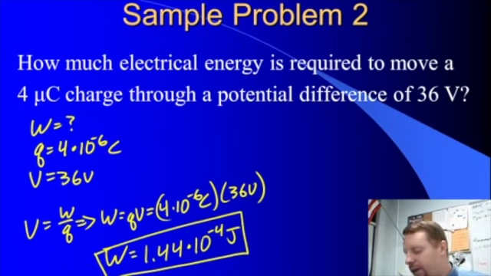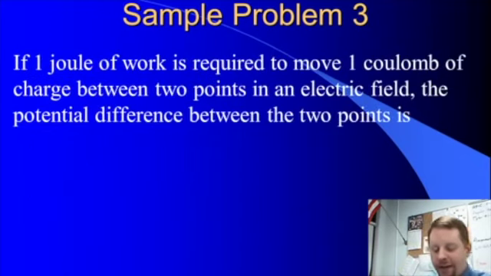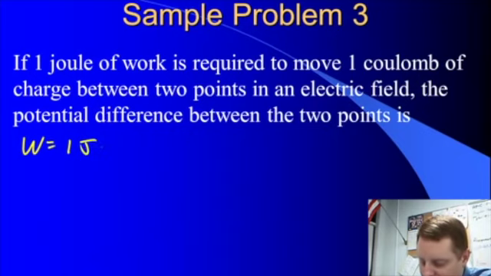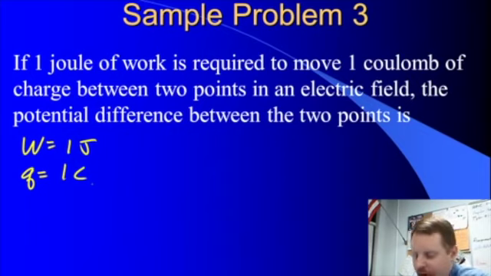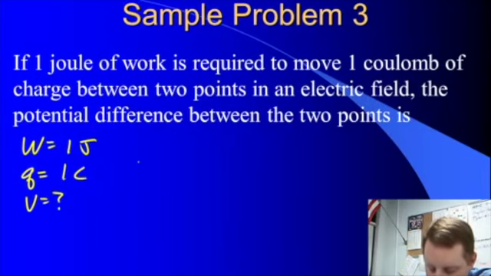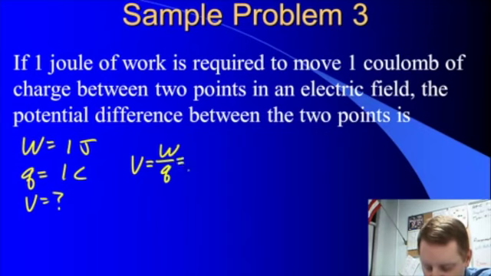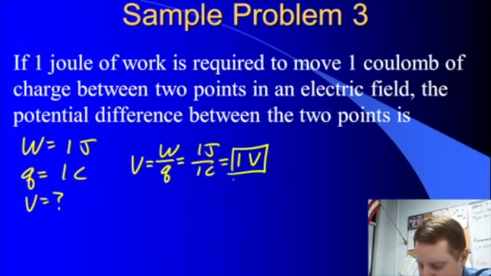All right, why don't we try yet another one? This time let's solve for the electric potential difference. If 1 joule of work, W equals 1 joule, is required to move 1 coulomb of charge, so Q equals 1 coulomb, between 2 points in an electric field. Find the potential difference. All right, our relationship, potential difference, is work or energy over charge. That's going to be 1 joule over 1 coulomb, or the definition of 1 volt.